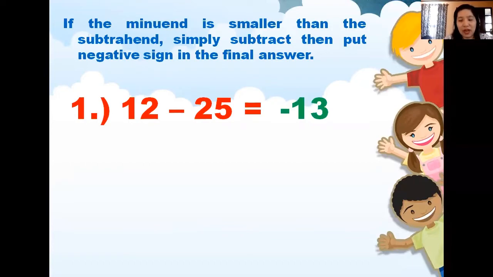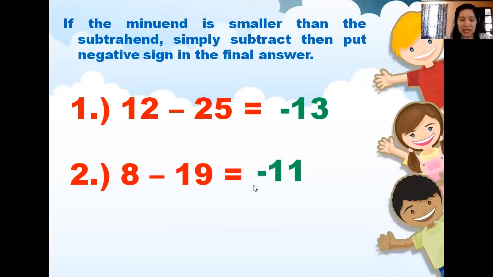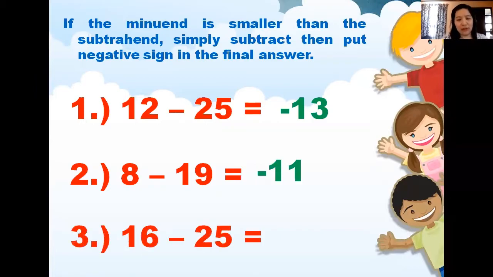12 minus 25 is equal to negative 13. Another, 8 minus 19. So you subtract 8 from 19, it will give you 11. And since 8 is smaller than 19, we have negative 11. Third, 16 minus 25. So it will still be negative, and that is negative 9.